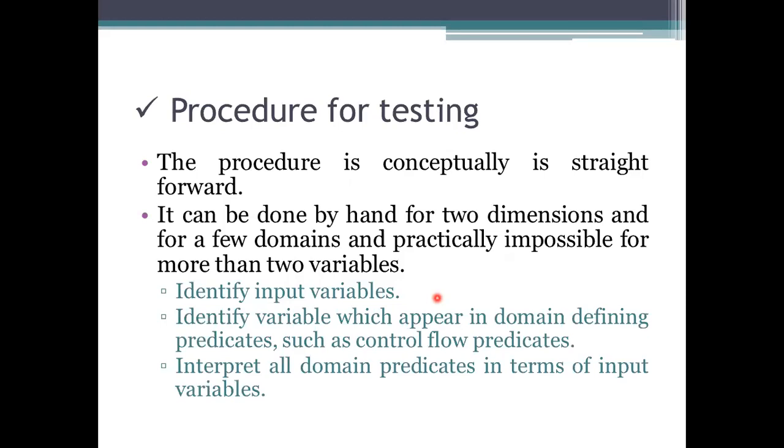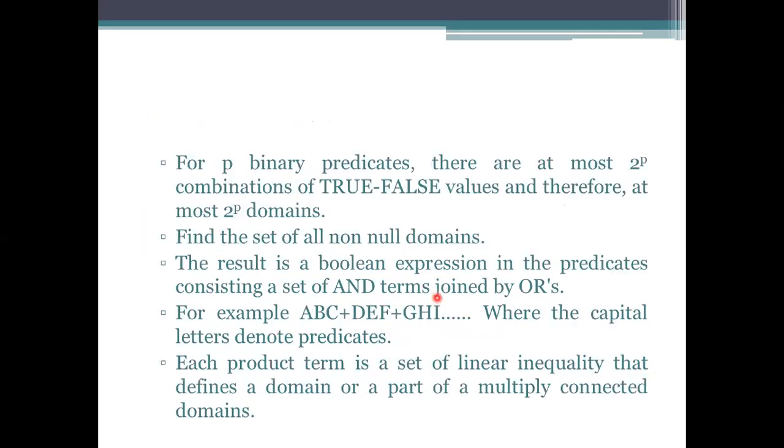Coming to the procedure for testing, we need to specify what things are to be added when we are dealing with testing using these domains. First, we need to identify the input variables. Next, we need to define the predicates and the control values which have been used for processing. And also we need to specify the domains for the predicates we are using.